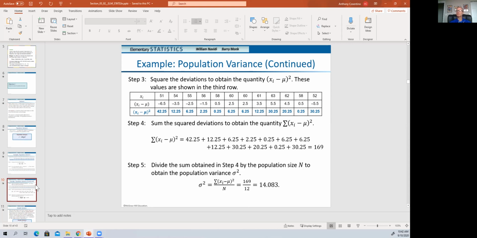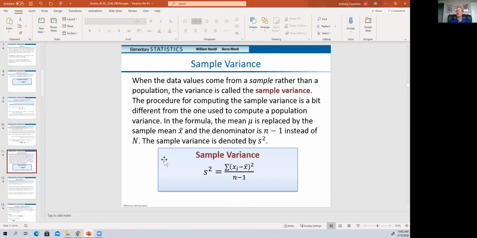So when we do what we call the sample variance, the idea is a little bit different, where instead of having the whole population, you just have a sample of the population. So the mean is a little bit different. You have to calculate the mean of the sample. And in this equation, that's X bar.